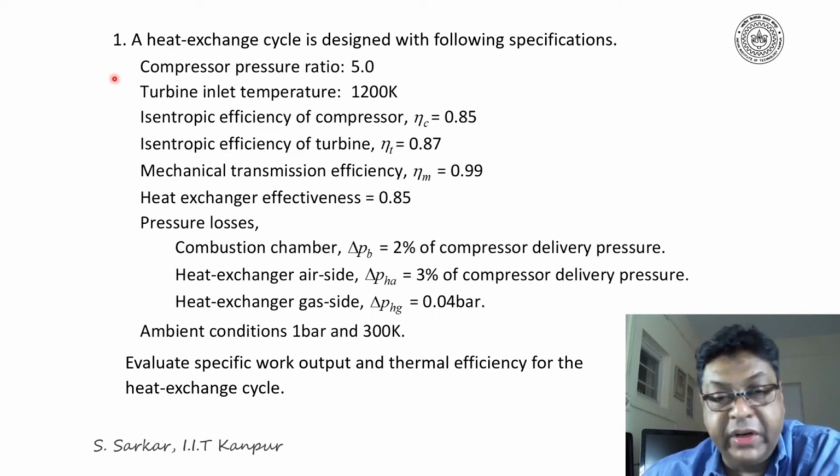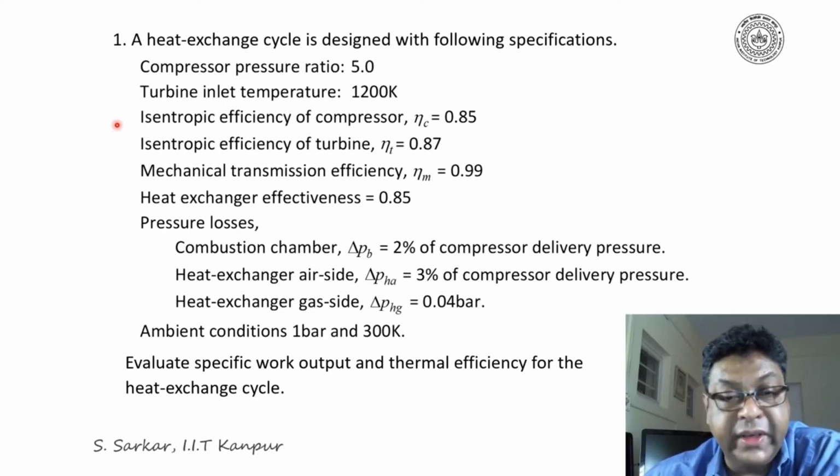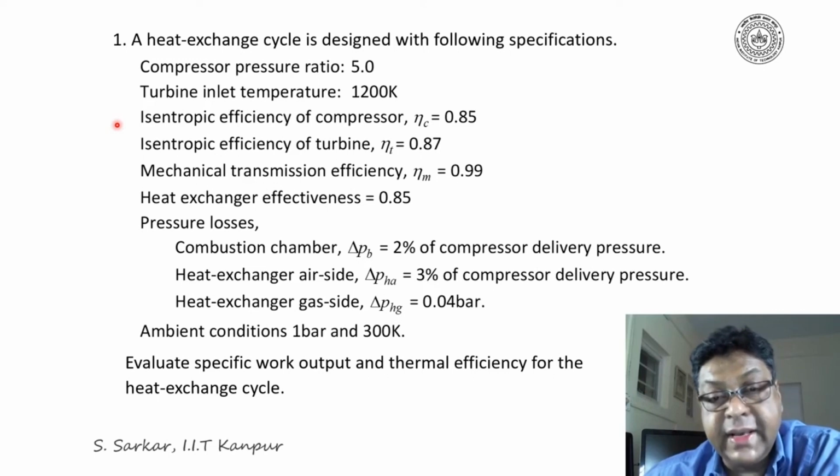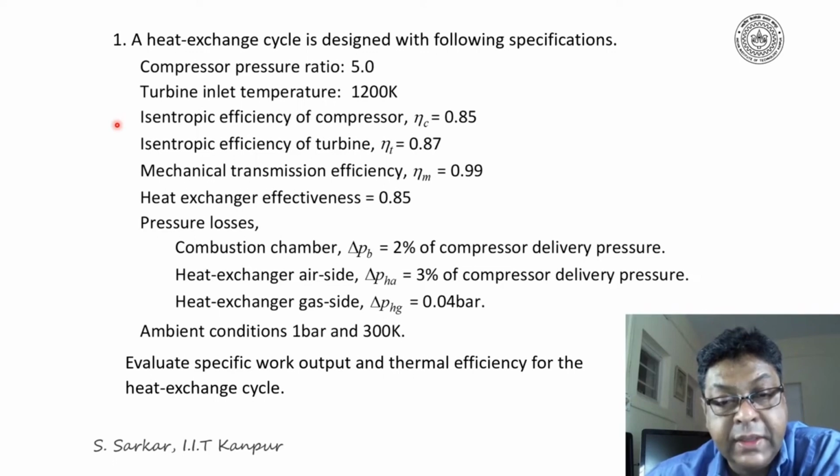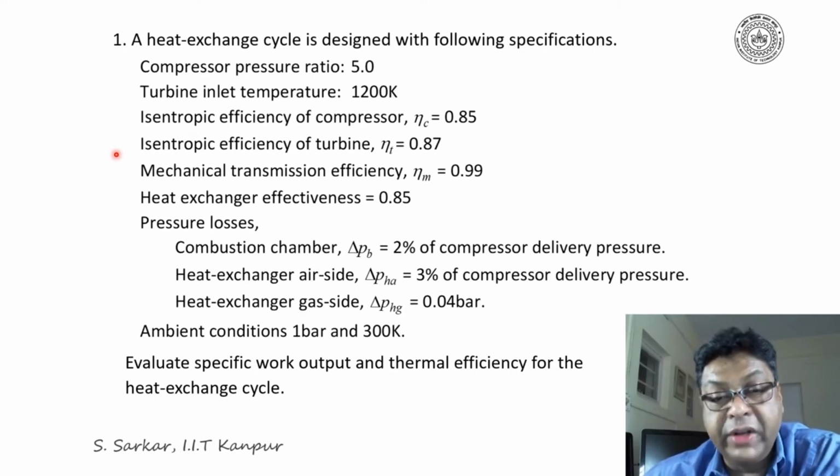The compressor pressure ratio is 5. Turbine inlet temperature is 1200 K. Isentropic efficiency of compressor, eta C, is 0.85. Isentropic efficiency of turbine, eta T, is equal to 0.87. Mechanical transmission efficiency, eta M, is 0.99. Heat exchanger effectiveness is 0.85.